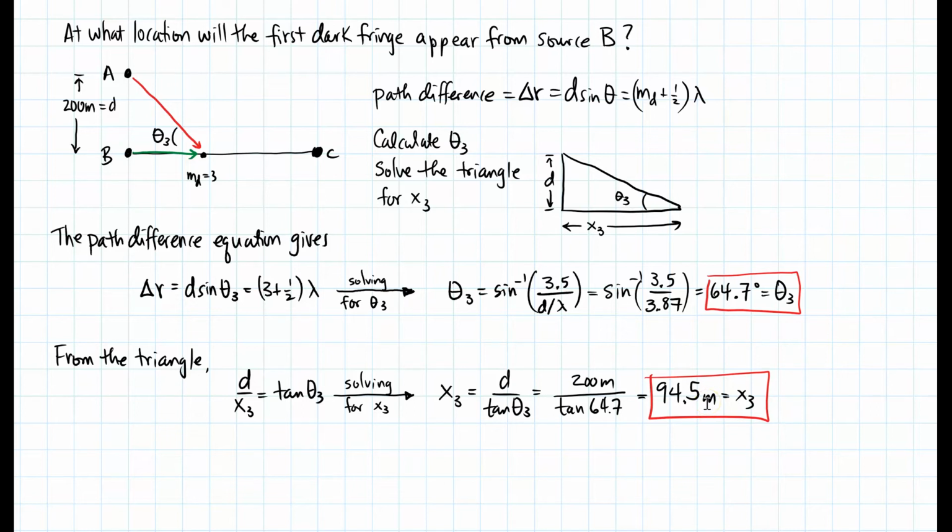So this is how far minima m_d equal to 3 is located.